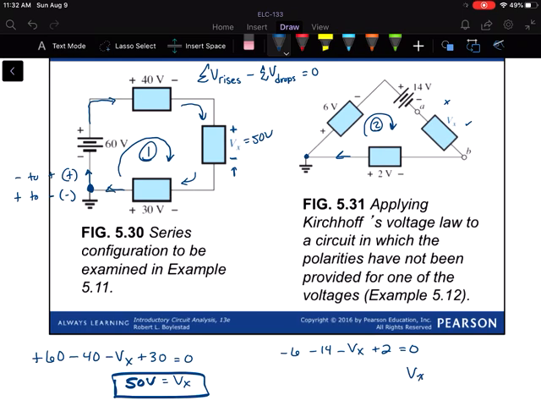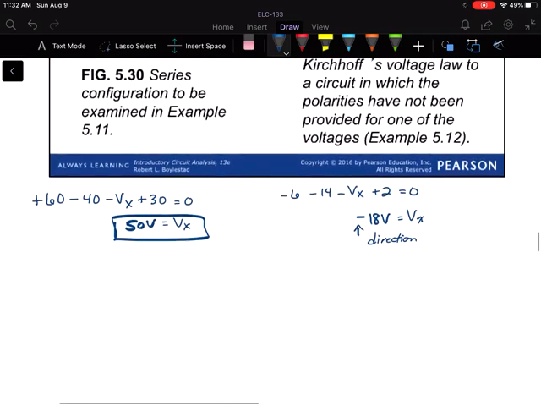If I move the Vx to the other side, I have a -20 plus 2, or a -18 volts. What that means is that I have chosen the wrong direction. The direction actually should have been minus to plus 18 volts. Okay, so the negative is just direction. It's not really a negative 18 volts so much as it is direction with respect to something else.